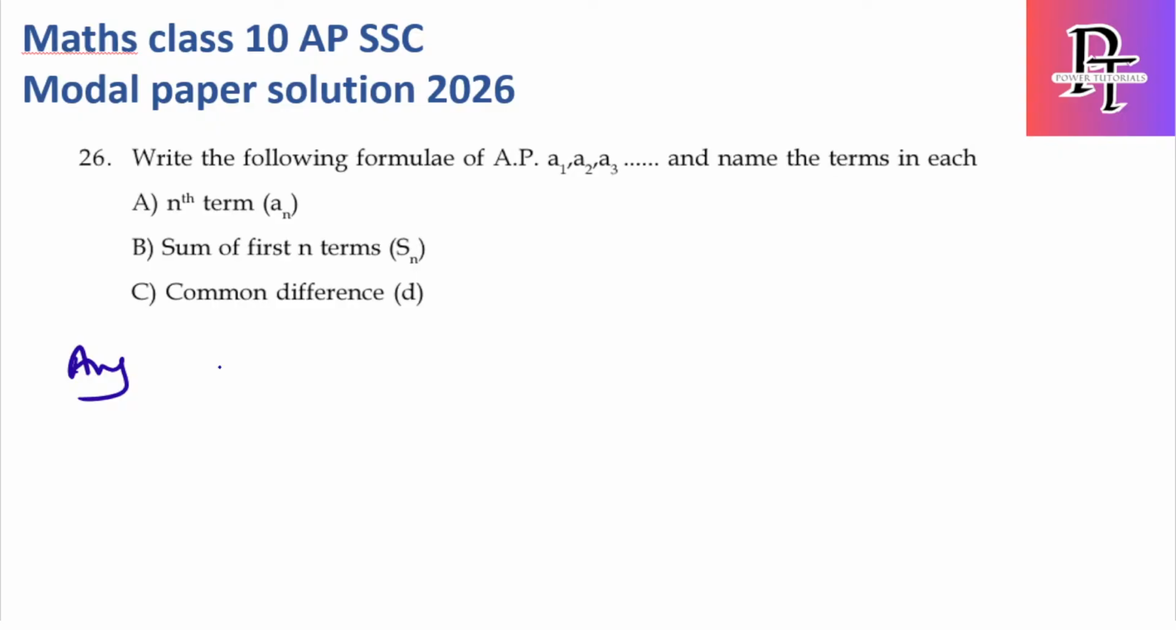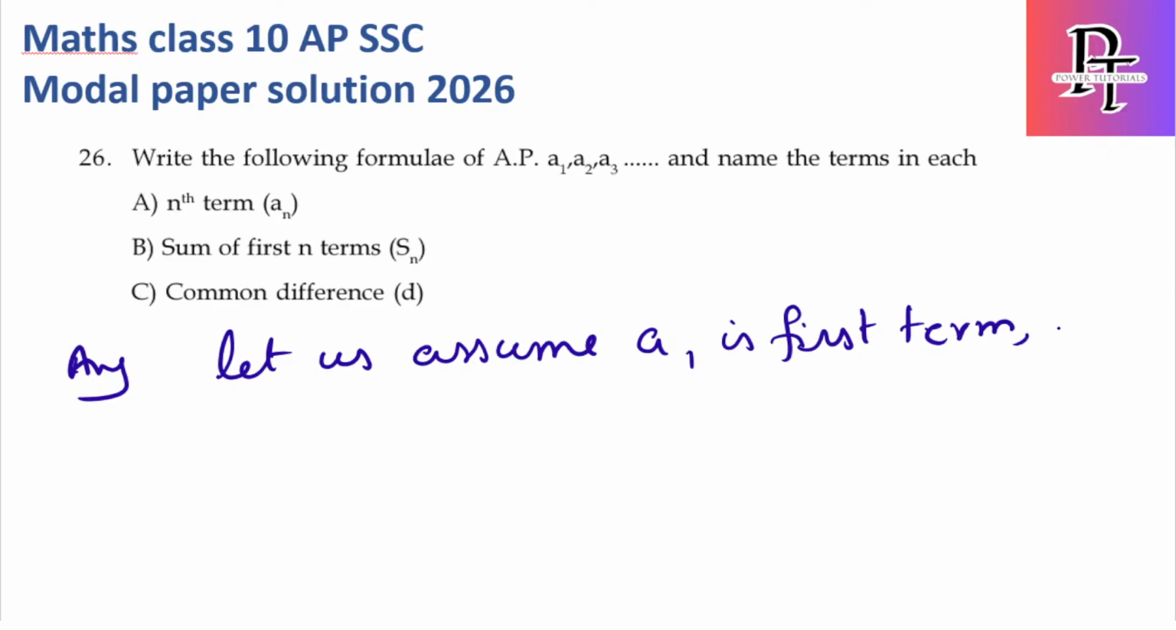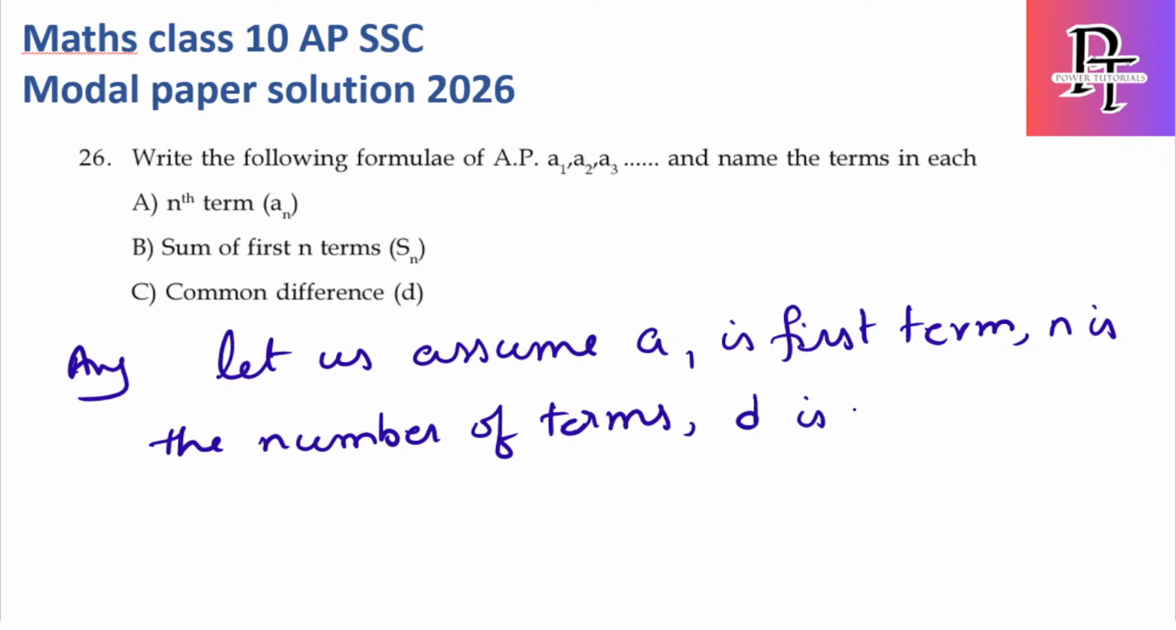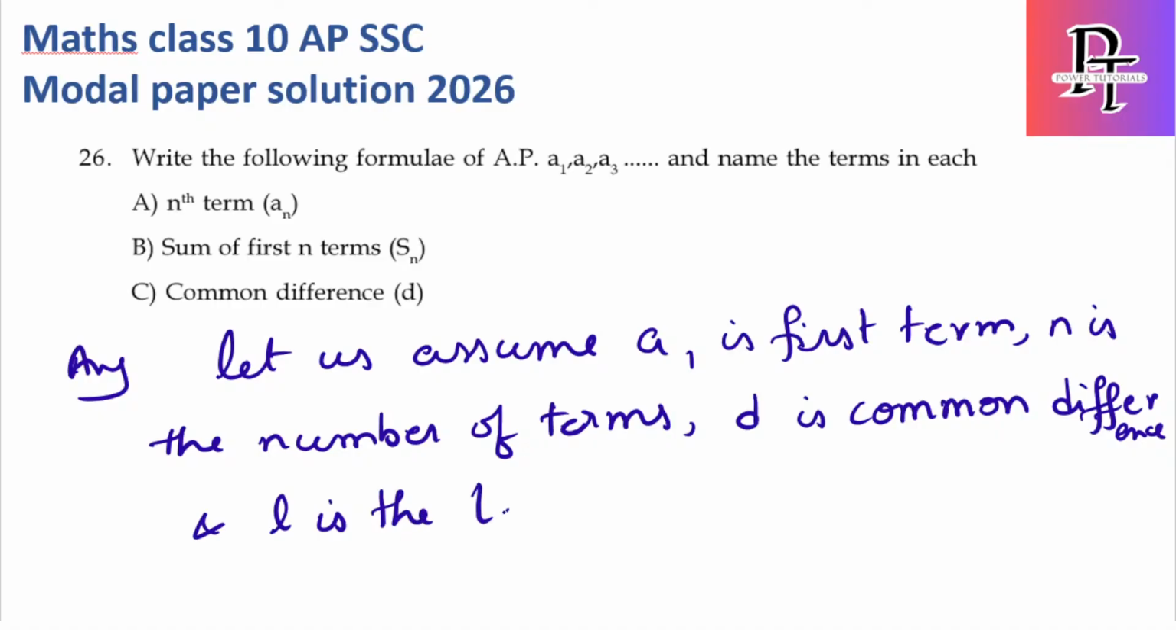Okay, so first I will write, let us assume a1, you can mention a1 is first term, n is the number of terms, d is common difference, and L is the last term. Okay, now let's write the formulas.